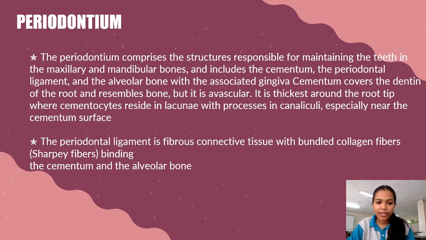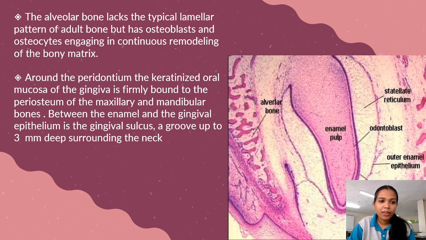The periodontal ligament is fibrous connective tissue with bundled collagen fibers, Sharpey's fibers, binding the cementum and the alveolar bone. The alveolar bone lacks the typical lamellar pattern of adult bone but has osteoblasts and osteocytes engaging in continuous remodeling of the bone matrix. Around the periodontium, the keratinized oral mucosa of the gingiva is firmly bound to the periosteum of the mandibular and maxillary bones.